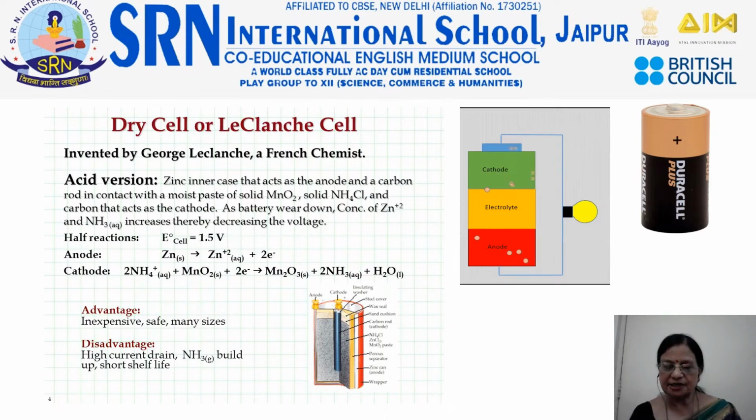The advantage is that it is inexpensive, it is safe, and we can get these cells in many sizes. They can be small size, bigger size. The disadvantages are that it drains out at high current, and ammonia is built up. Thus, there is a short shelf life.